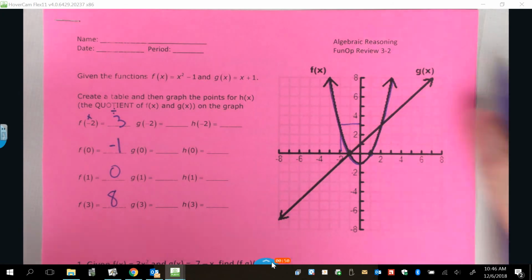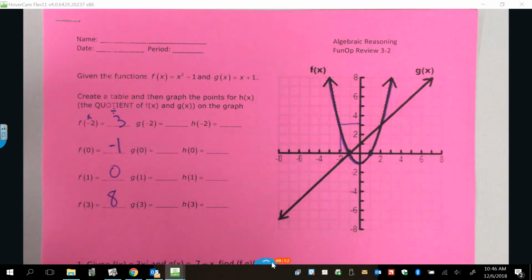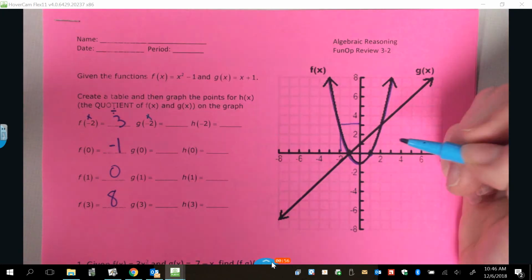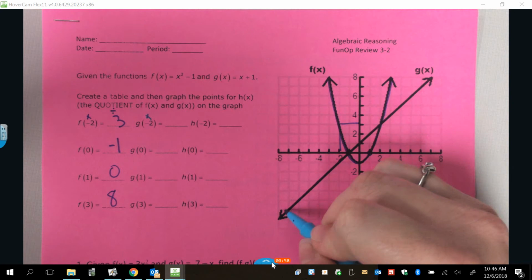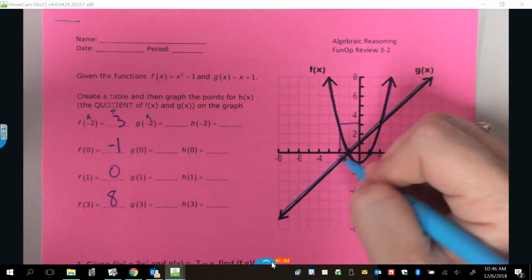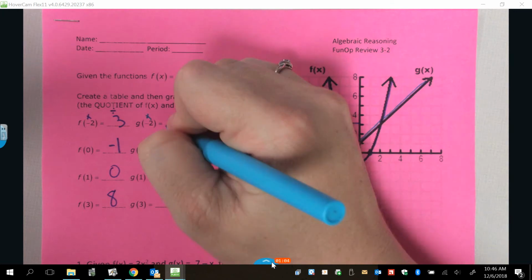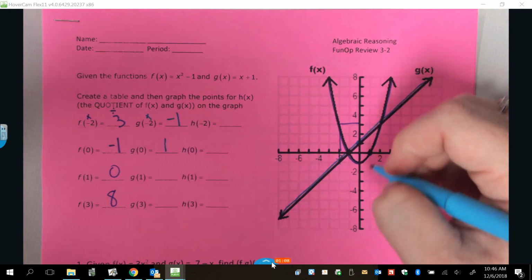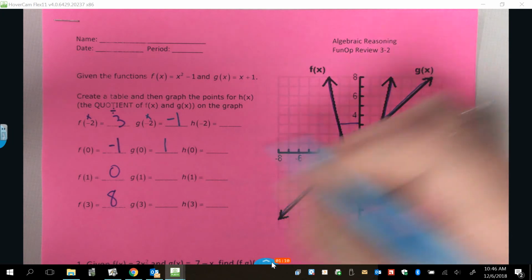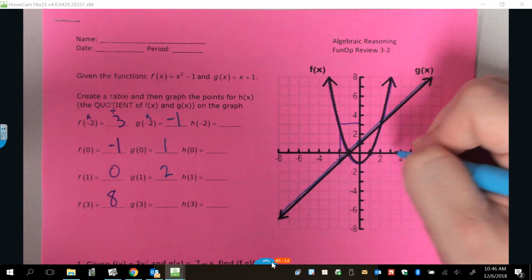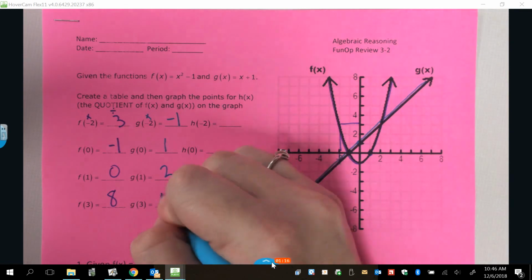Okay, now we're going to look at g. So g of negative 2, remember again, this is still our x. We're looking at x, so negative 2. Now we're looking at this line. Okay, g of negative 2 is negative 1. G of 0 is positive 1. G of 1 is a height of 2. And g of 3 is a height of 4.